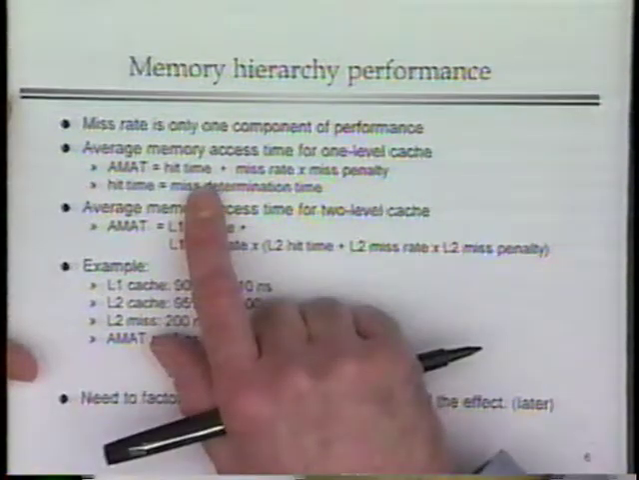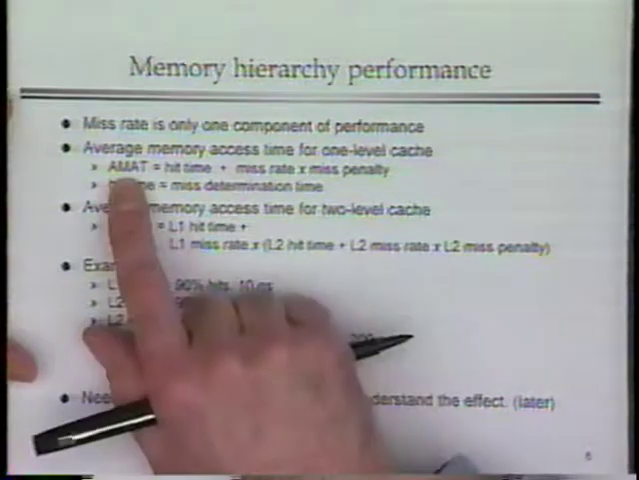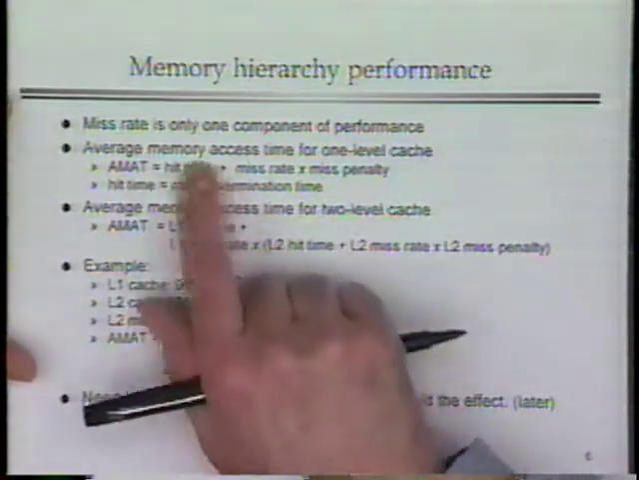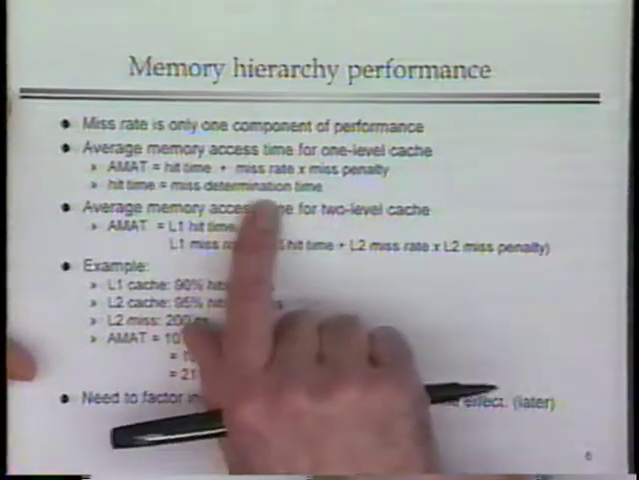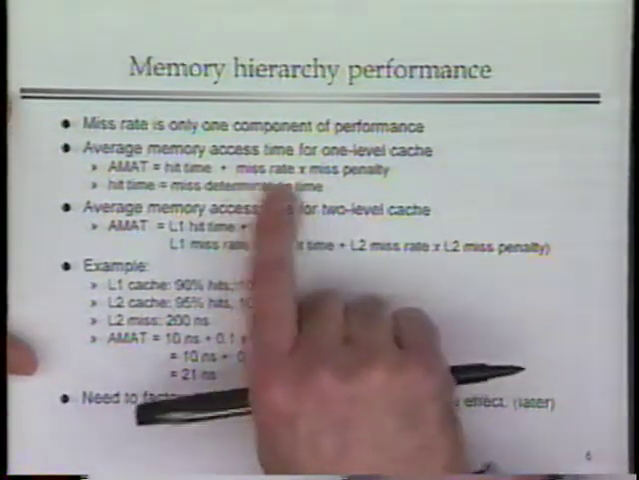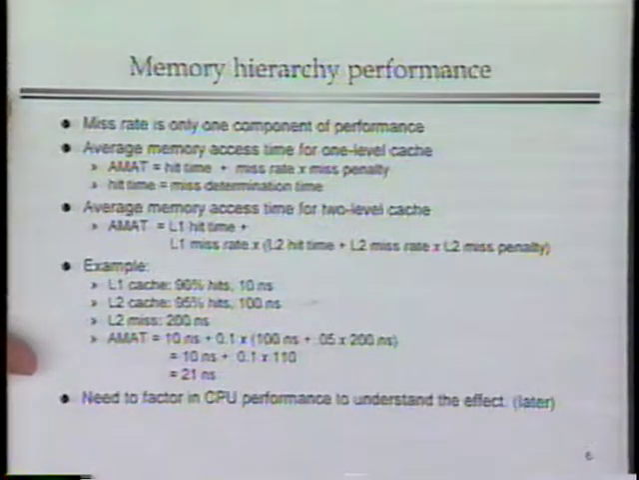And we saw this stuff earlier on in the course, so I won't need to go over it in detail, but the average memory access time is the time it takes to do a hit, which is also the time to determine that it's a miss, if it is a miss, and you add to that the percentage of times that you've missed times the cost that it takes you to do that.